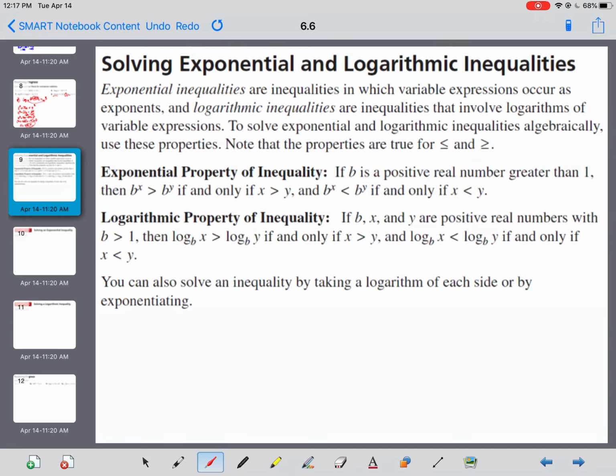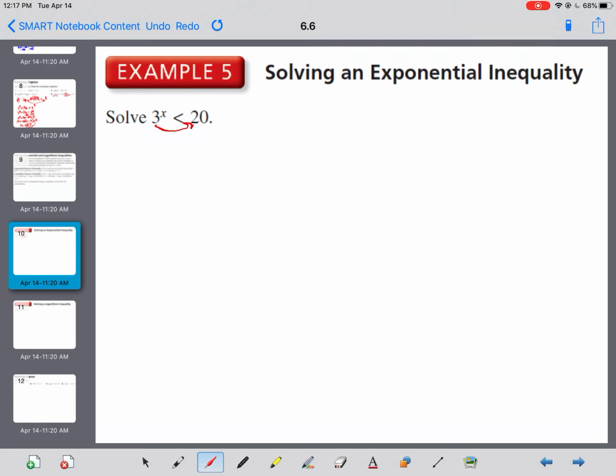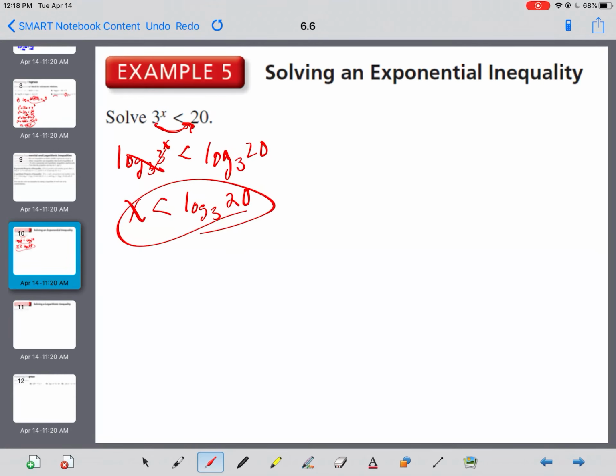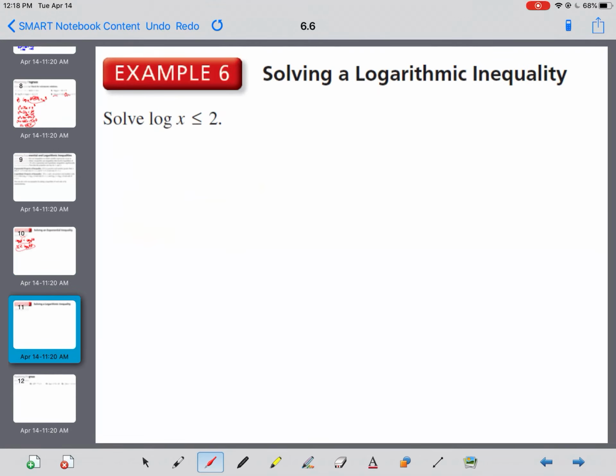Okay? So the exponential property still works. b to the x greater than b to the y if and only if x is greater than y. Same with less than. Same with logs. All of the same properties still happen. So if we're going to solve this, I'm going to move the base, which is saying log base 3 of 3 to the x, log base 3 of 20. But the quick move is just to slide it. Those go. x is less than or equal to log base 3 of 20. And whatever that is as a decimal, you just type it in and find it.